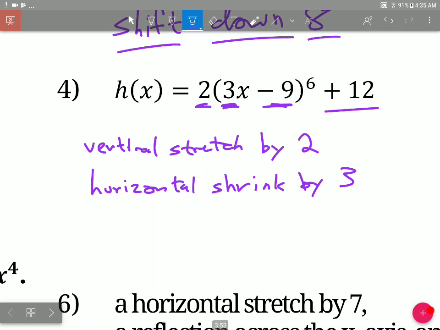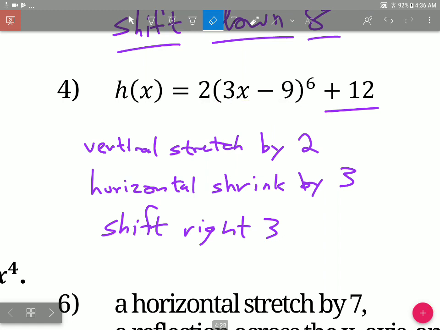The 9 is a little tricky, right? Because the 9, you actually have to divide the 9 by the 3. It's kind of like going 3x minus 9 equals 0. It becomes a positive 9, and then you divide by 3 to get x equals 3. It's the same idea, so it's not a shift to the right by 9, it's actually a shift to the right by 3. The insides are tricky. So the easiest way to think of that is just to take the 9, flip it, and divide by the 3. And it becomes a positive 3.